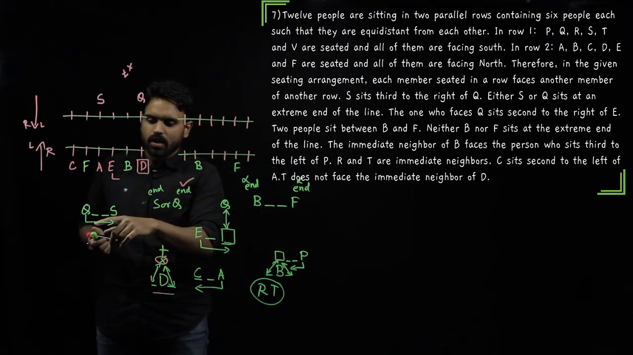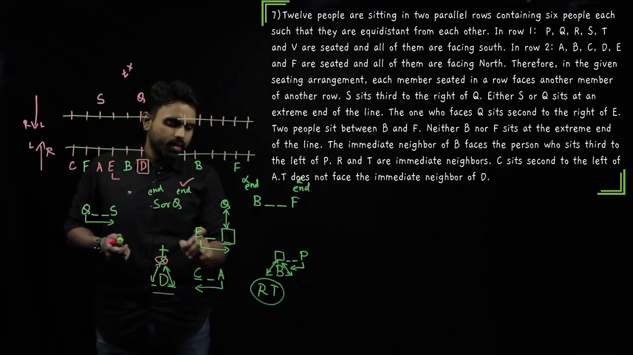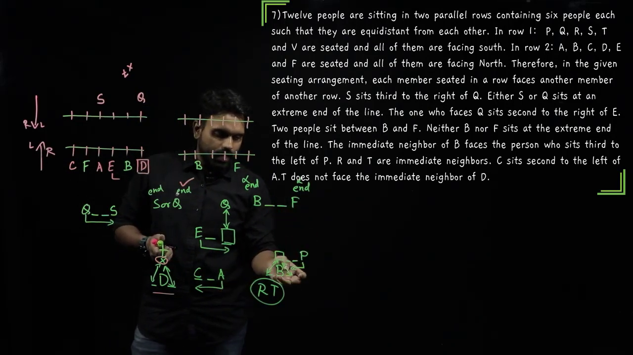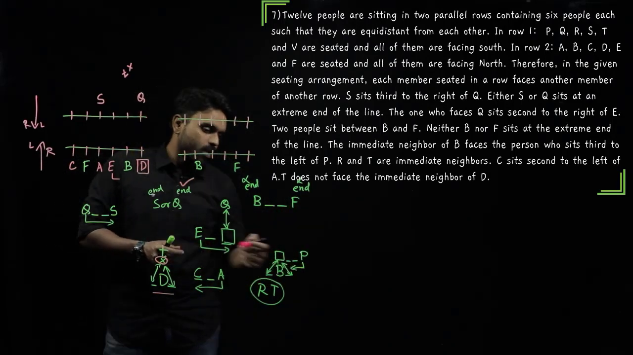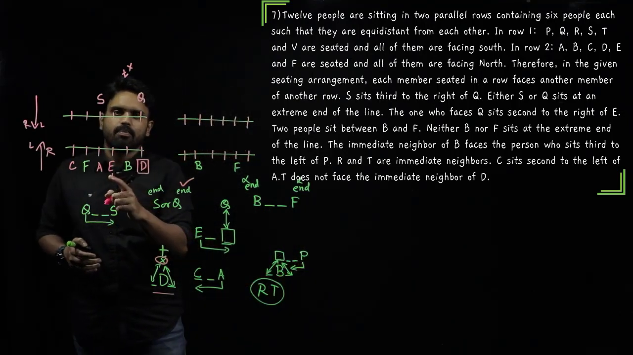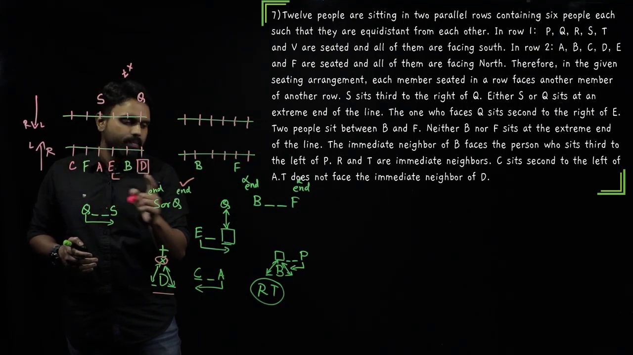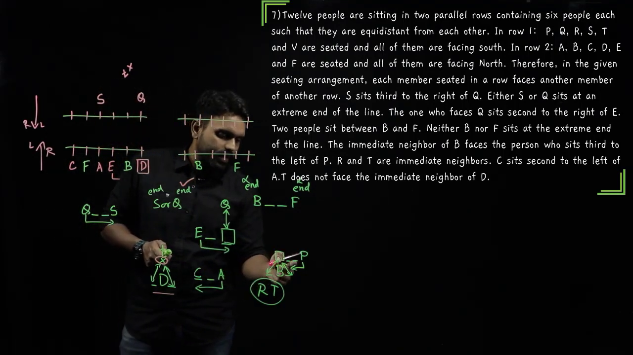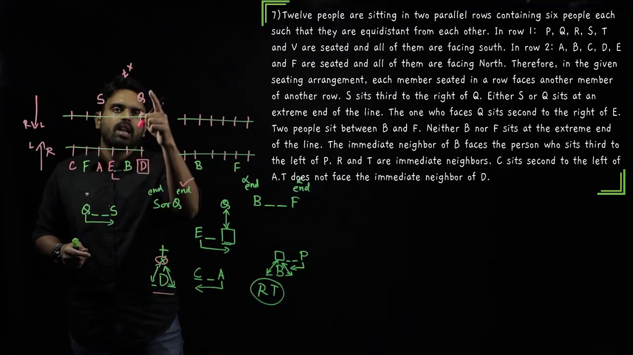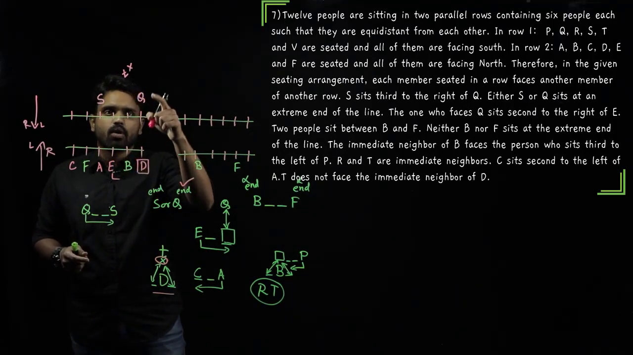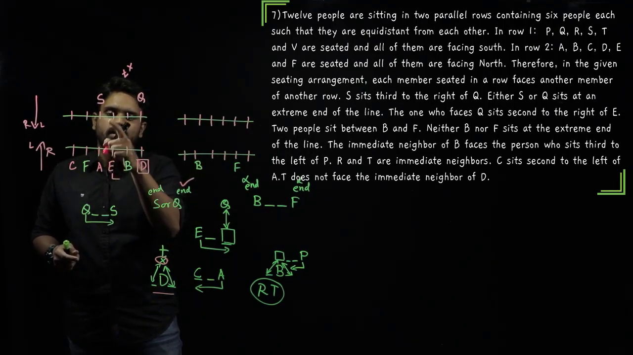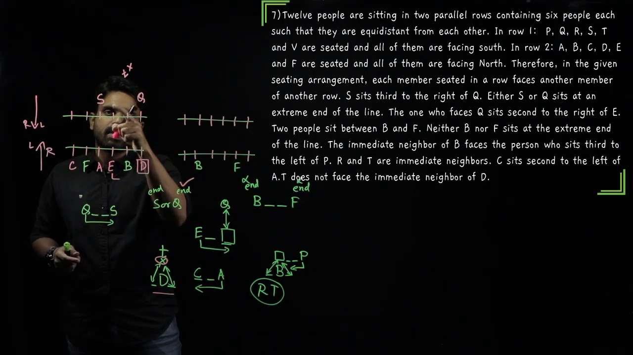Now, is there any other condition? Let's use something. Q is done, S or Q is done, E is done, C is done. Yes, we are left with this. P, yes, the neighbors of B have a person. There is only one neighbor of B left out. The other neighbor of B is already being occupied by Q. So there is only one neighbor of E, and this is this space.